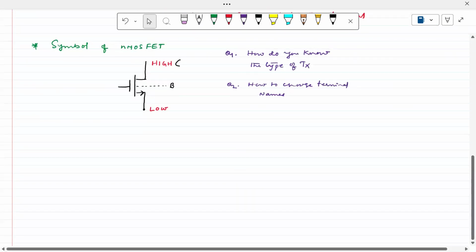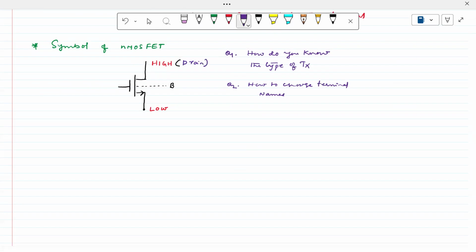It's a drain. Whenever you apply the low potential, that is called a source. So how do we choose which terminal is a source and which is a drain? Whatever terminal you apply the high potential to, we call it the drain. The other terminal is the source. The low potential is at the source, high potential at the drain.